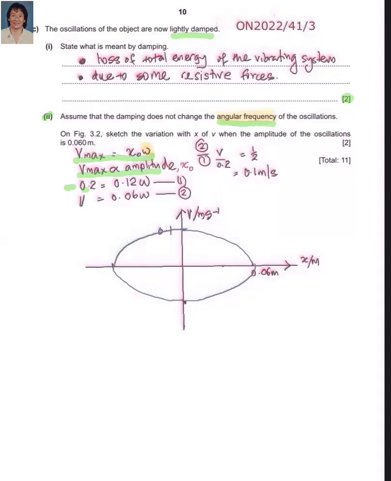Then the new velocity, which we don't know, equals 0.06, because the amplitude now is 0.06 meter, times omega, since omega is a constant. This is the second equation. Then you take equation 2 divided by equation 1, and you get v divided by 0.2 equals half. So v equals 0.1 meter per second. That means the graph will be like this. When the amplitude is 0.06, the maximum velocity is 0.1 meter per second.